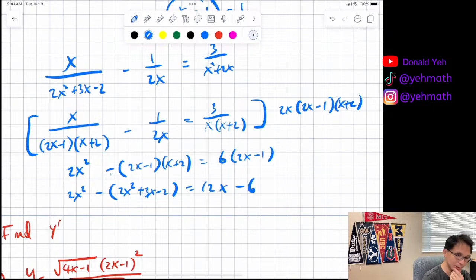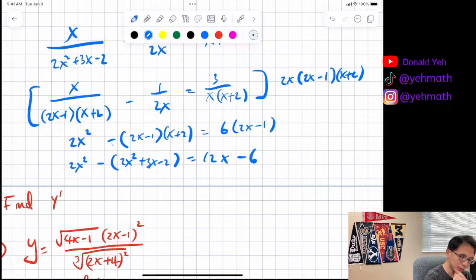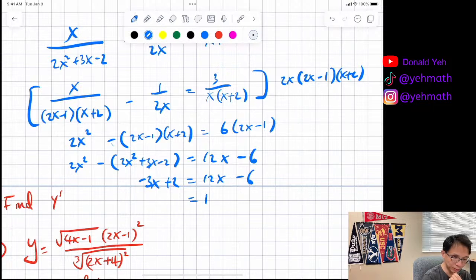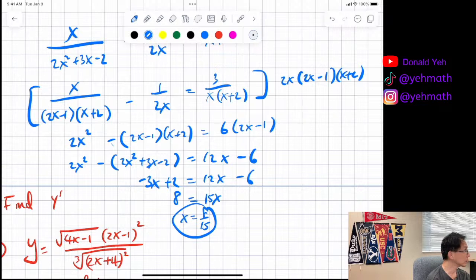12x minus 6. And then this 2x squared minus 2x squared cancel out. That's going to be minus 3x plus 2. If I distribute it, equal to 12x minus 6. And that's equal to 15x equals 8. x equal to 8 over 15. You can double check your answer on decimals by moving everything to the other side and just graphing that.